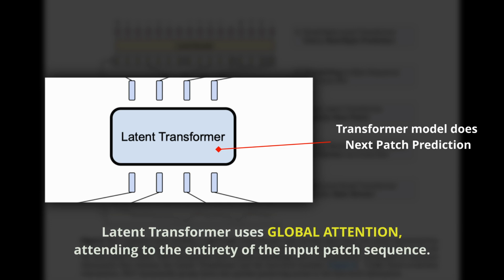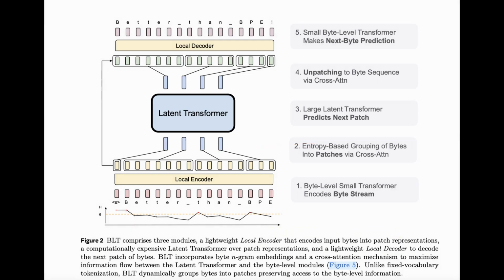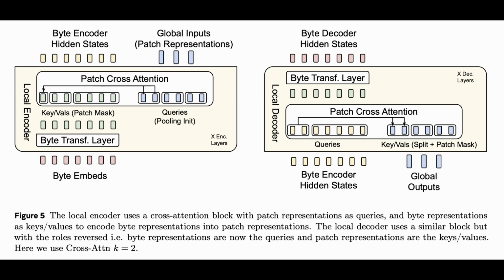Finally, the local decoder must then convert the output patch sequence back to a stream of bytes. The input to the local decoder is once again the patch embeddings coming out of the latent transformer and the contextual byte embeddings of the last layer of the local encoder network as well. These byte embeddings form the initial set of byte representations, and we will apply cross attention to contextualize these initial byte embeddings with the output patch embeddings.